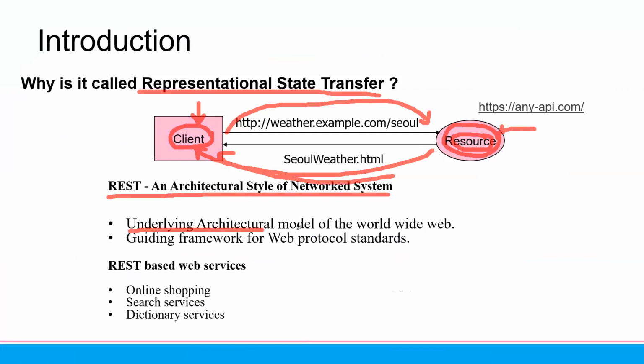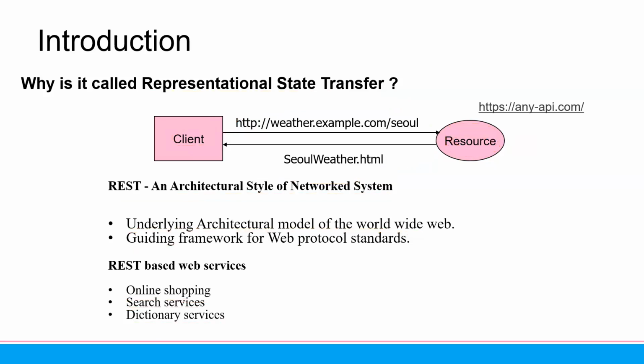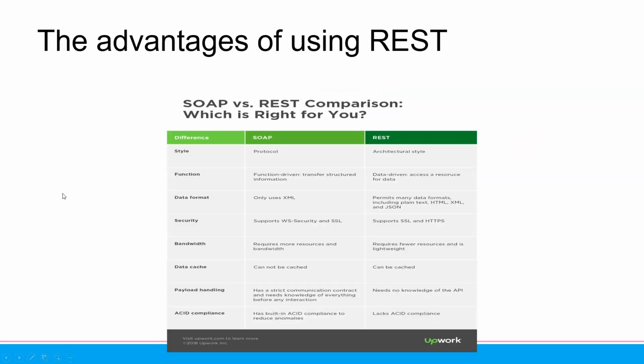It is underlying the architectural model of the World Wide Web, and it guides the framework for web protocol standards. So in the web services, there are many REST, like the online shopping or the search services or the dictionary services. They are using this kind of REST. So I believe Kupang, Cimarket, Cipilbonga, they use this kind of REST.